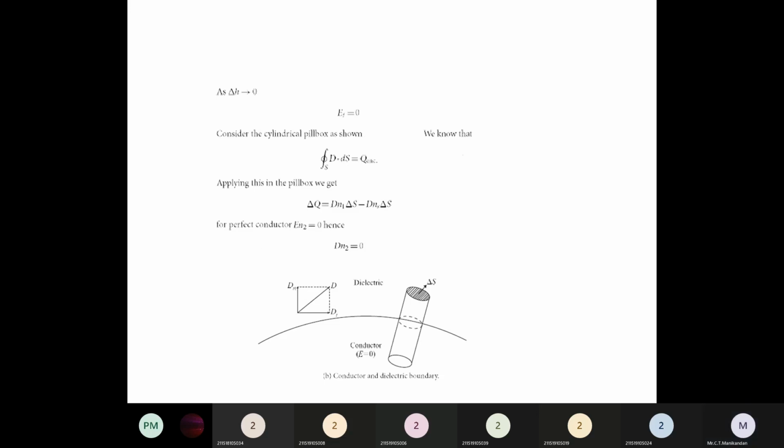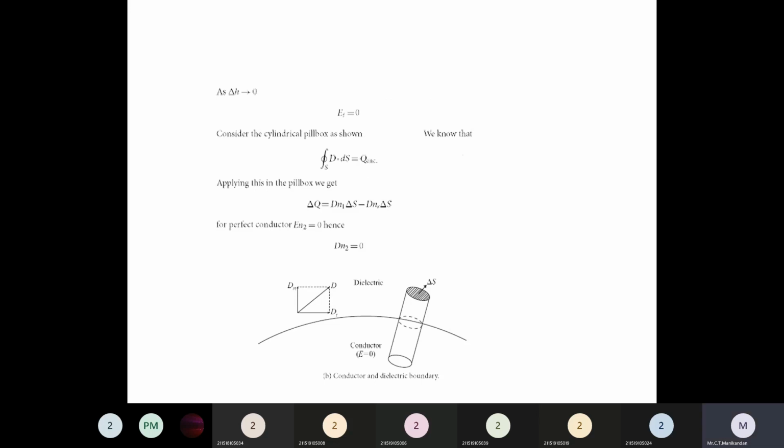Tangential component of electric field: when you place a conductor over the dielectric, you will be having ET equal to 0 there. So DN2 will also be 0 there.